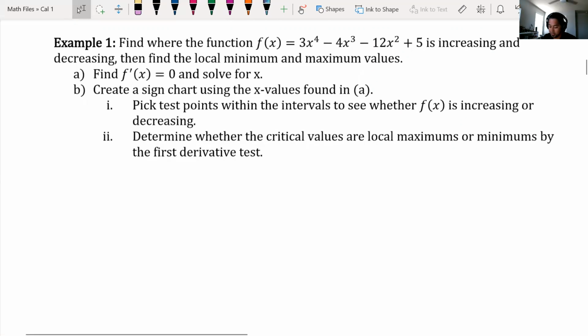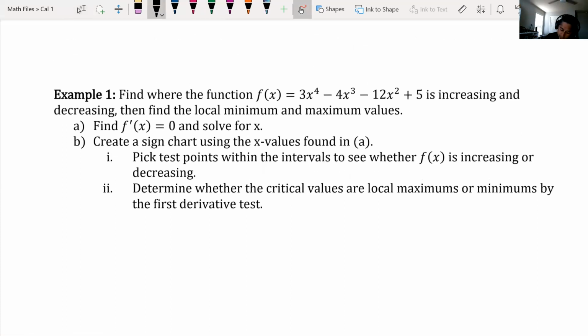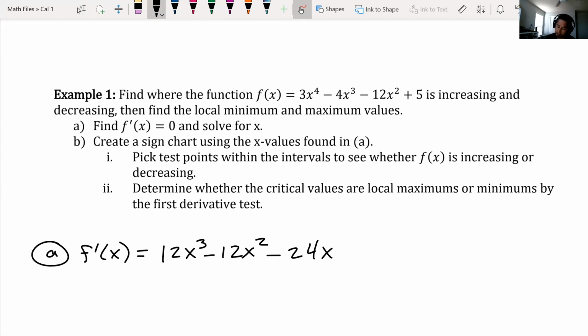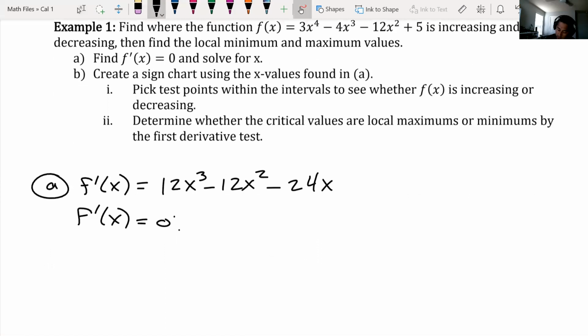All right, so let's get started. So we'll call this step A. We're going to find the derivative. So f prime of x, I get 12x cubed minus 12x squared minus 24x, right? 12x cubed minus 12x squared minus 24x. Good. And then you set it equal to 0. So 12x cubed minus 12x squared minus 24x equals 0.